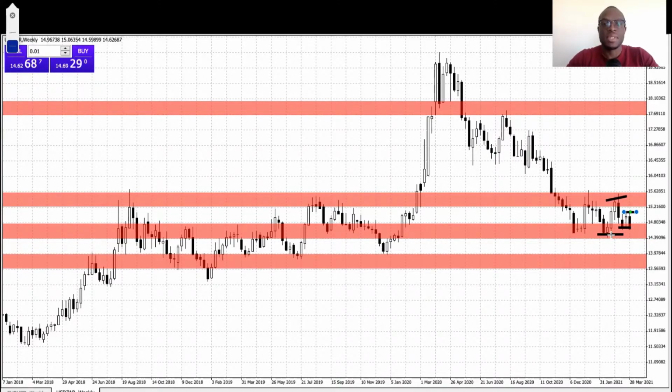The absence of consistent higher highs and higher lows, or lower lows and lower highs, is indicative of the fact that the price may be consolidating. So hence we are expecting the price to move sideways for the coming weeks.